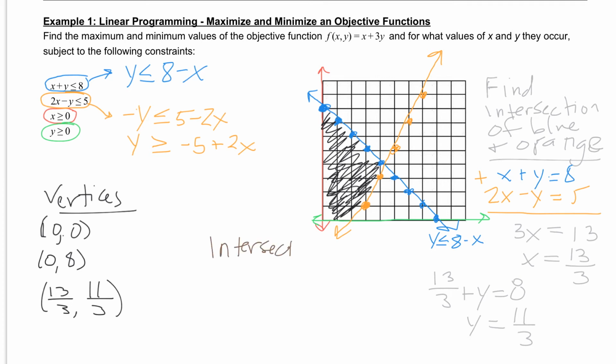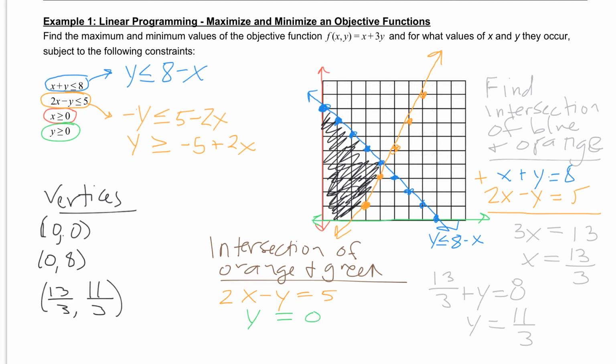So, intersection of orange and green. The orange line, once again, is 2x minus y equal to 5. And the green line is y equals 0.